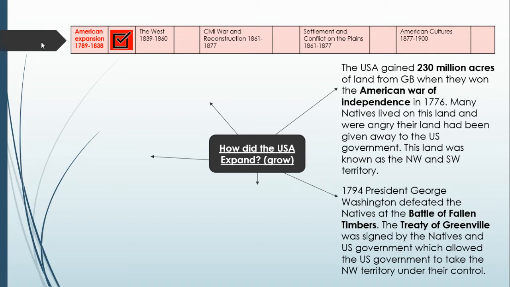What this allows is the US government to take control of the Northwest Territory that's been gained following the War of Independence. So straight away, 1794, not long after their independence, the white Americans have taken a significant chunk of land from the natives. Remember, this is again still a territory, not a state at the moment, because not enough white Americans have entered that place.